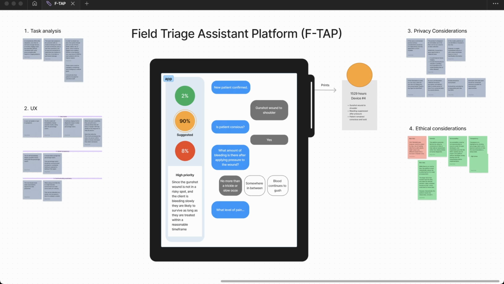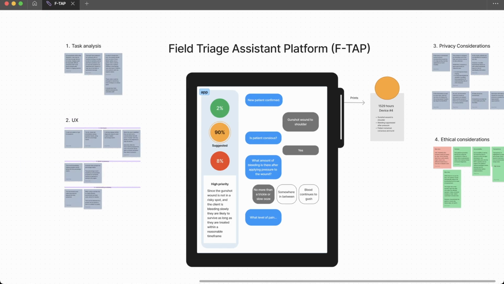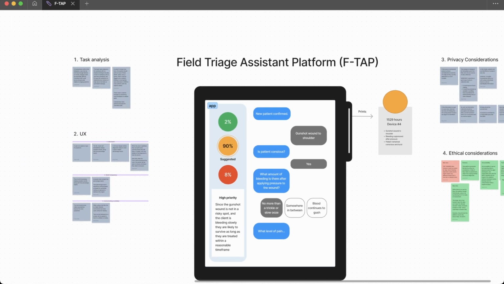Now, I have no medical training or expertise. I have no humanitarian experience or expertise. So there's a lot of assumptions I'm making, but that's something that we often do in UX. We make some assumptions in order to get a first idea out there. So that is what this is. Let's start with step one, which is task analysis.